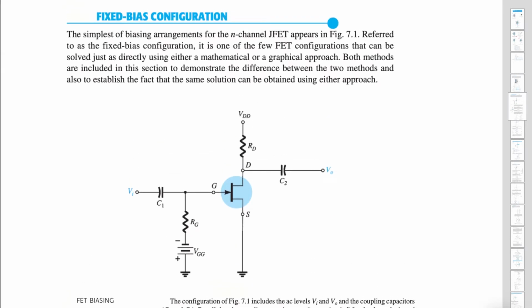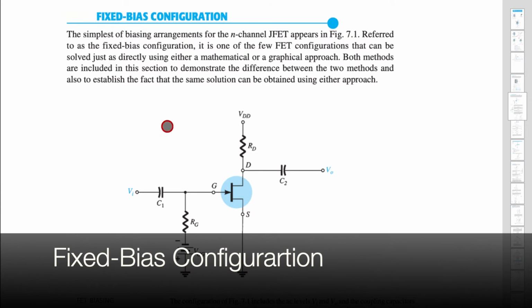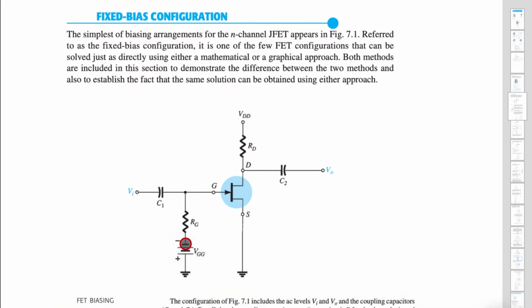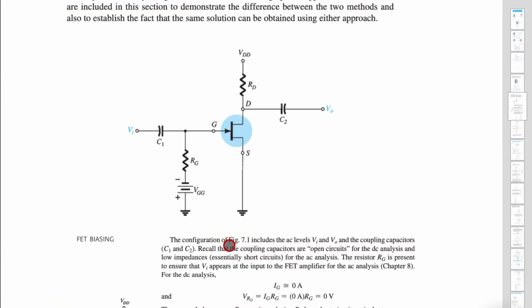How is that biasing done? We have different biasing. So firstly we will see fixed bias configuration. Fixed bias in the sense we are giving a fixed voltage. So since we are giving a fixed voltage, the analysis is simple for this. Here very particularly we must know that these capacitors are coupling capacitors. This is input coupling capacitor, this is output coupling capacitor. So if input is AC, this capacitor will come into picture because it will continuously charge and discharge.